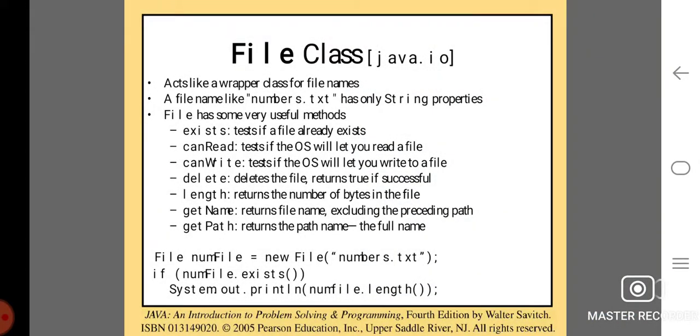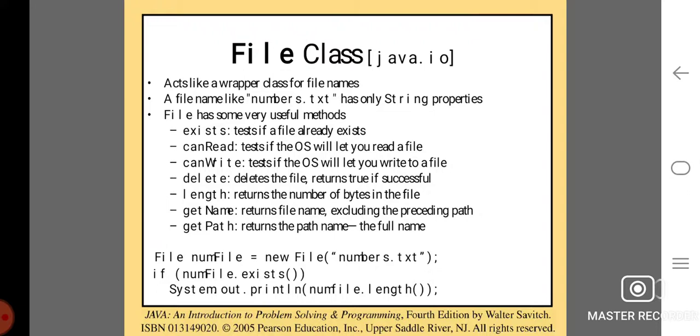The File class acts like a wrapper class for file names. A file name like numbers.txt has only string properties. File has some very useful methods. It tests if a file already exists or not.